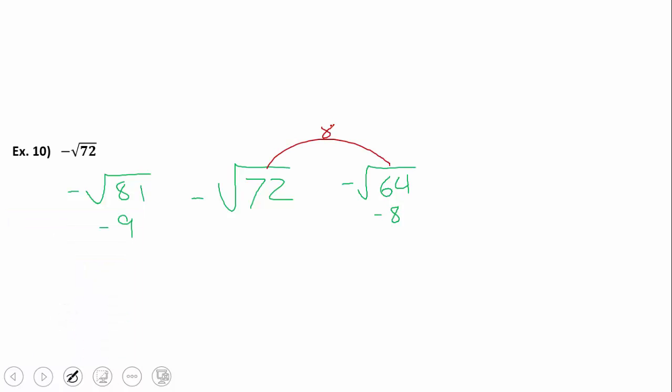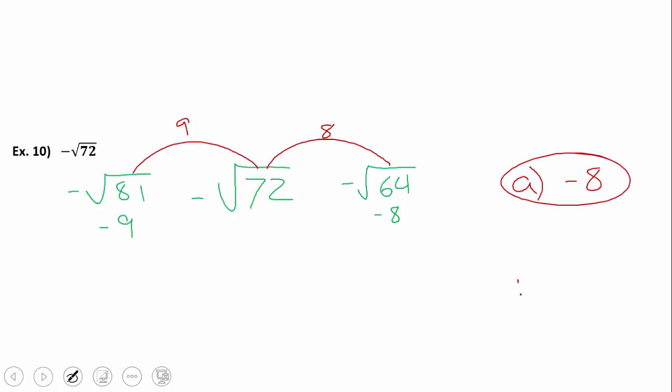Let's do one more. The negative square root of 72. So here we again have a negative number, and that's going to be the negative square root of 72. The one that comes before is the negative square root of 64, and that would be negative 8. The one that comes after is the negative square root of 81, and that is negative 9. So then we decide which one are we closer to? Are we closer to 64? That's 8. And 72 to 81, that's 9. So we're closer to the negative square root of 64. So A is negative 8 to the nearest integer.